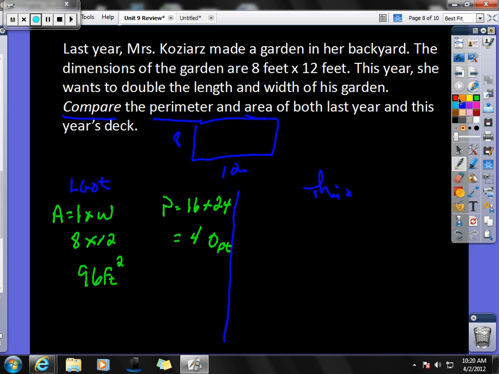This year, she's going to double it. So this year's garden, apparently she's hungry, she wants to make more vegetables, is now a 16 by 24. So we've doubled the width, we've doubled the length. And let's continue and let's calculate our area. Equals length times width, which is 16 by 24. And let's do the math here.